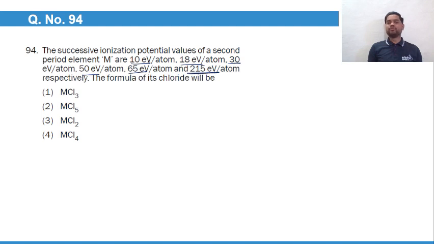That means there is a huge difference between this and this. So this is first ionization, second, third, fourth ionization, and this is the fifth. Okay, first, second, third, fourth, fifth, and this is the sixth ionization. That means, can I say that this element has 5 electrons in valence shell? Yes, that is the conclusion.